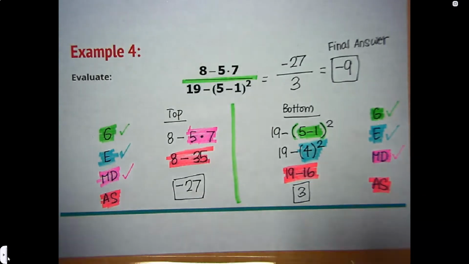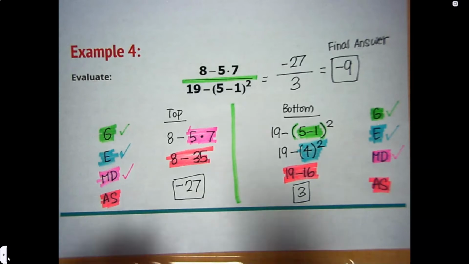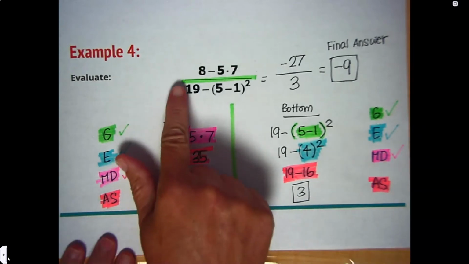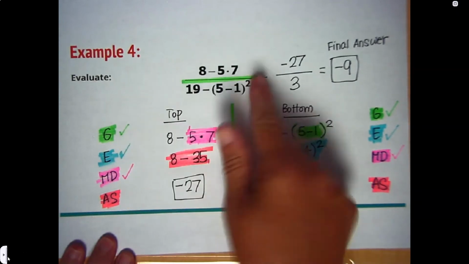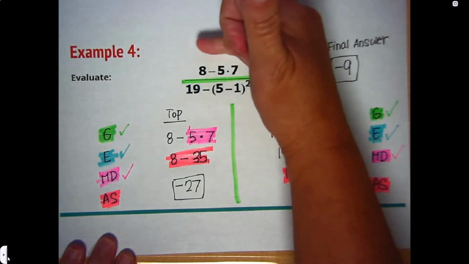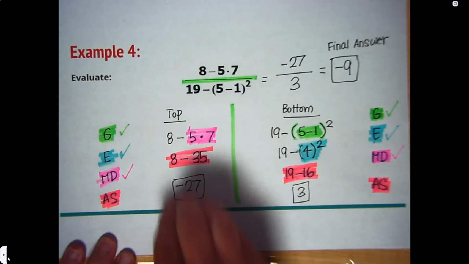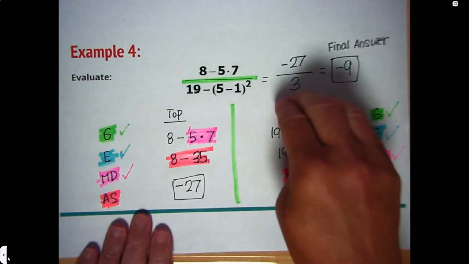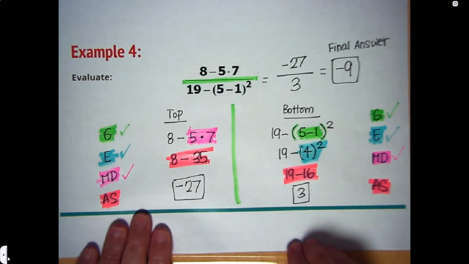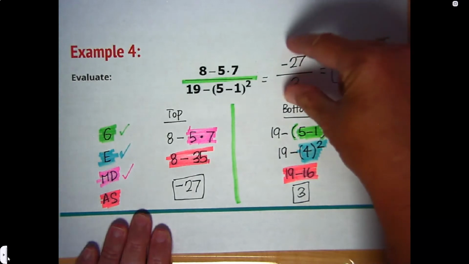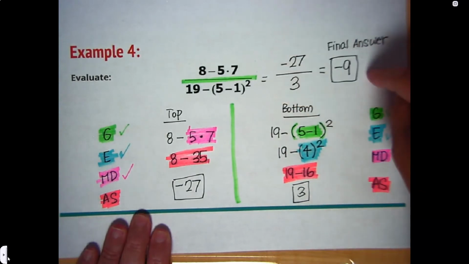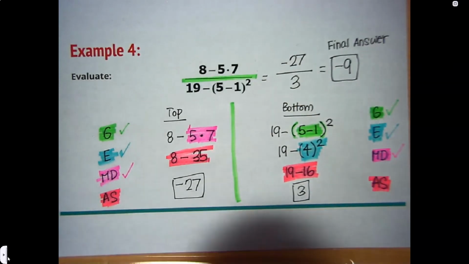So to kind of recap what we're doing today, still GEMDAS, but 2 new kinds of problems. When you see a fraction bar, remember it divides your problem into 2 groups, top and bottom. So use GEMDAS to do the top, use GEMDAS to do the bottom, and then put those 2 numbers back together and get your final answer. So that's how we handle those.